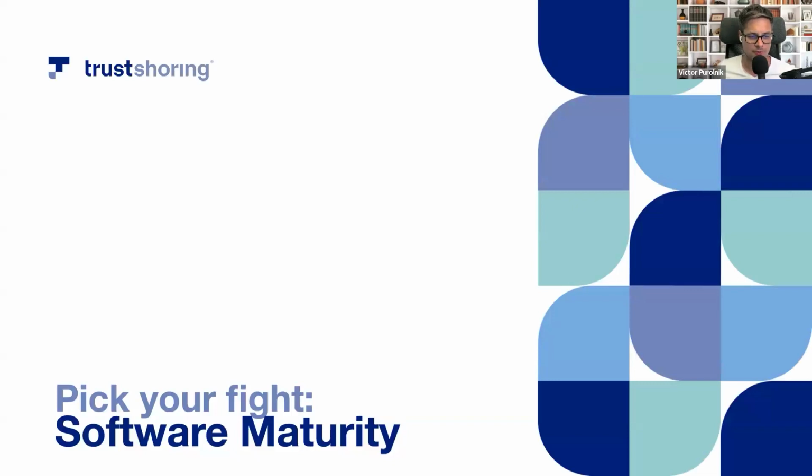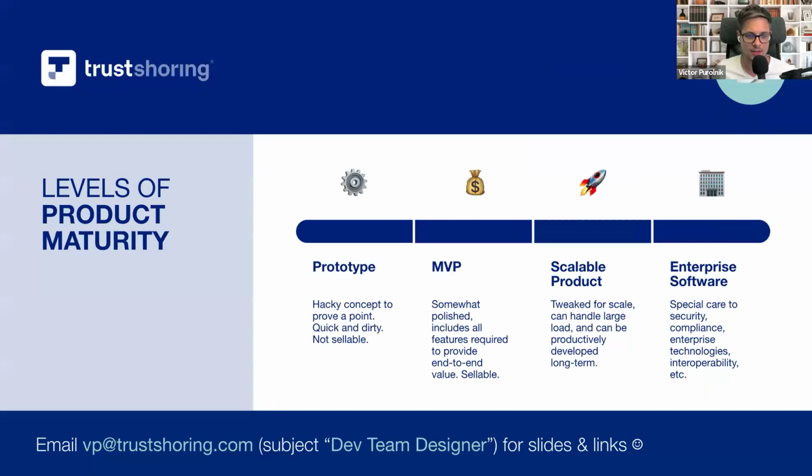So let's start. Topic number one, pick your fight, which is what software maturity are you in? A topic that's very neglected by a lot of people. And here are our four levels that we distinguish internally. Number one, you build a prototype, just a hacky concept to prove a point, quick and dirty, can't sell it. An MVP, which is somewhat polished and includes all the features required to provide end-to-end self-serve value. It is sellable. Might be minimal, but it provides value that people want to buy.